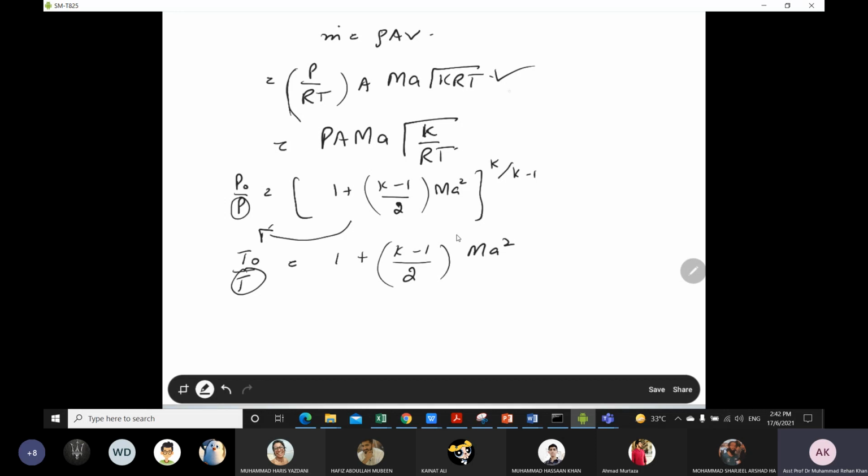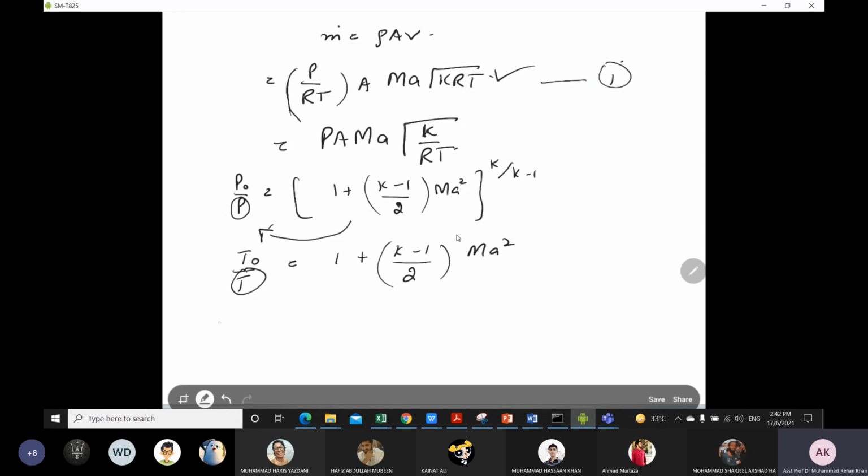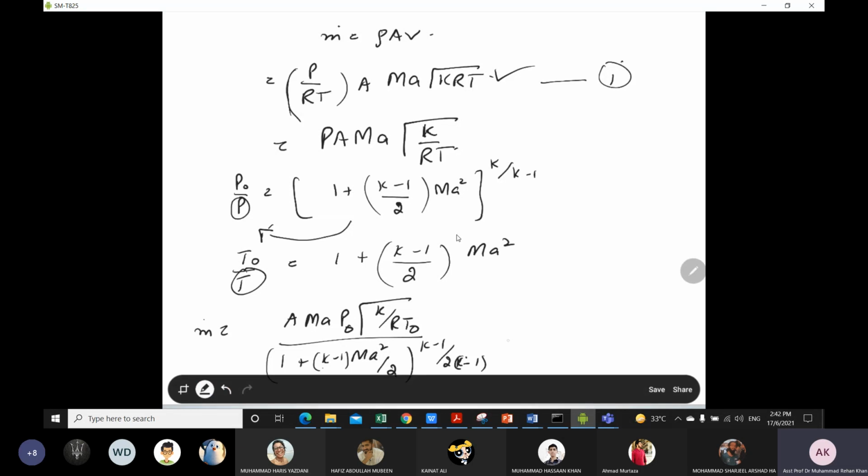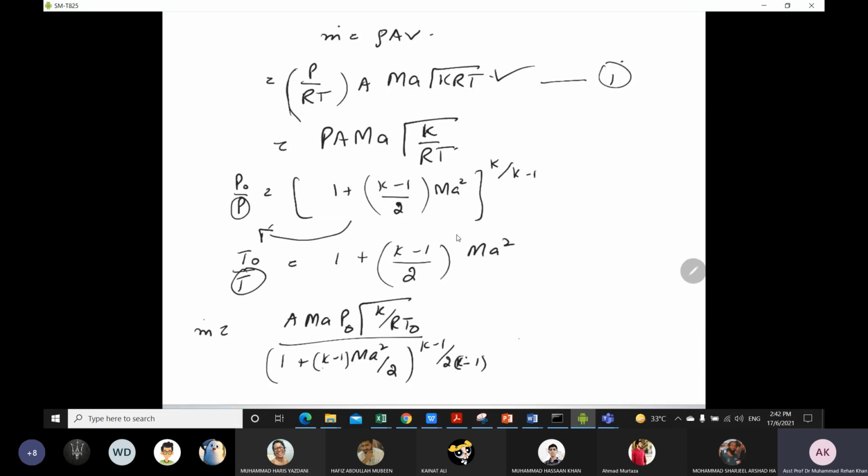After finding these values, you have to plug them into equation number 1, and your final equation becomes m dot equals area, Mach, P naught, root K divided by RT naught, divided by 1 plus K minus 1 divided by 2 Mach square, to the power K plus 1 divided by 2 times K minus 1. Okay, so this is the equation.